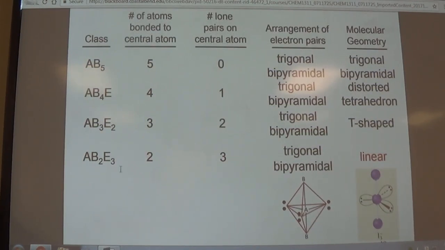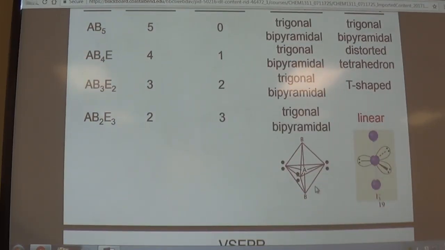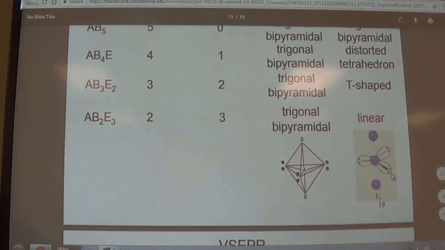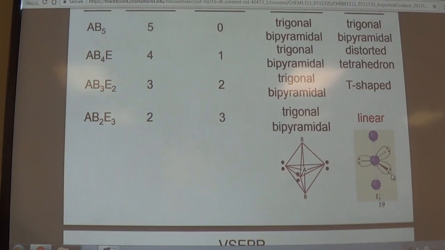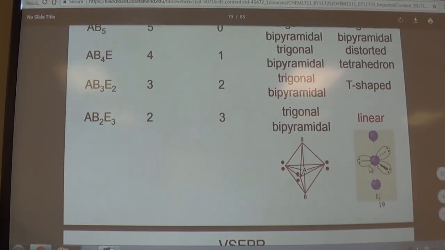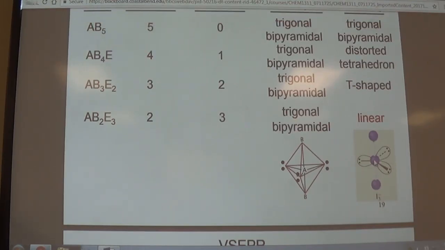Here you've got two bonds to a central atom and three non-bonded pairs. You're going to have electronic geometry that's trigonal bipyramidal, but the actual molecule is linear, and this is like the ion triiodide, which actually exists if you have iodide, I minus, in a solution that has iodine, I2. They form this complex, I3 minus, and it has this geometry. And of course, the central iodide is definitely not obeying the octet rule, is it? Because it has five pairs of electrons around it.